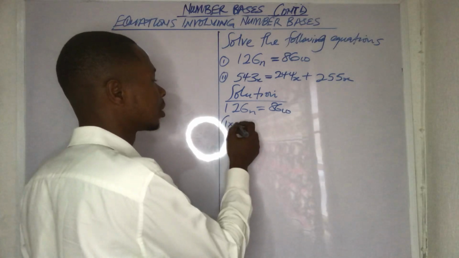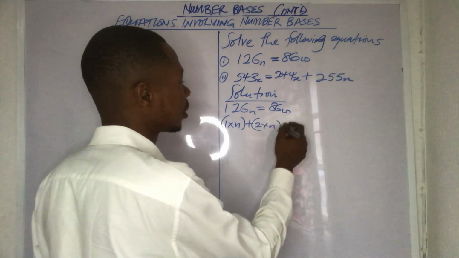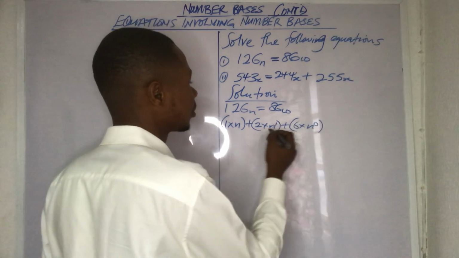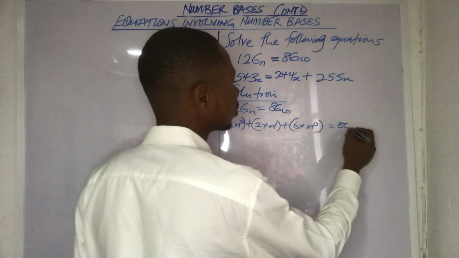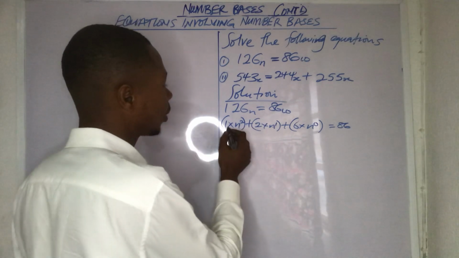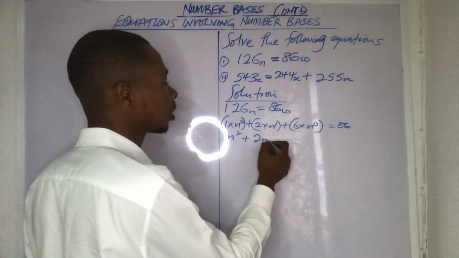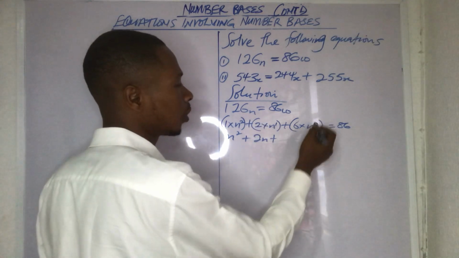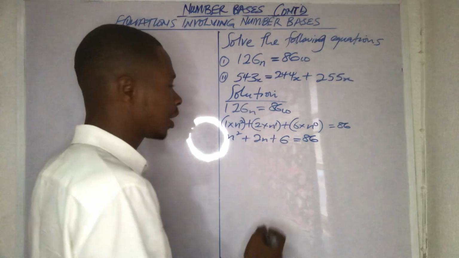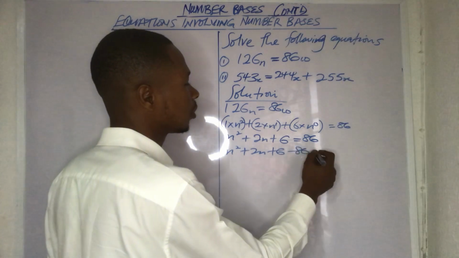Now let's convert this to base 10. I will have 1 times n plus 2 times n plus 6 times n, with the powers 2, 1, 0, should be equal to 86. This one is already in base 10, so no need for conversion. Then you have 1 times n raised to power 2, that's n squared, plus 2 times n raised to power 1, that's 2n, plus n raised to power 0 is 1 times 6, that's 6, is equal to 86.